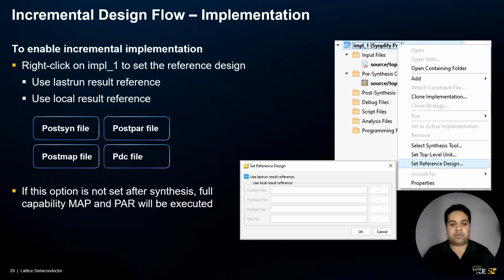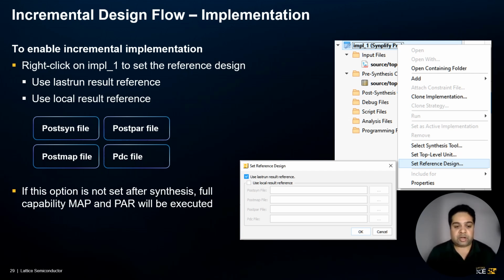Now let's look at how to enable incremental implementation. To enable incremental implementation, right-click on the impl_1 directory to set the reference design. You can use the last result as a reference result, or you can use a local result as a reference result if you have already generated a database file previously. In this case, you can have a postSyn file, a postpar file, a postmap file, and a PDC file that can be used as a reference.